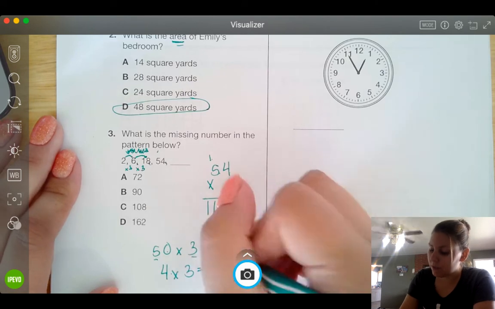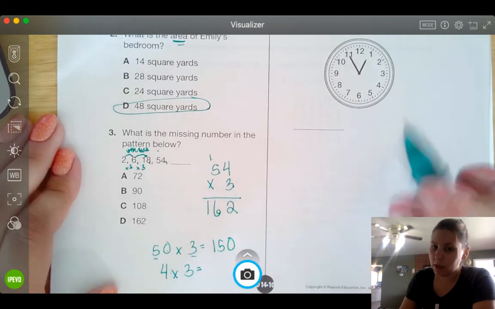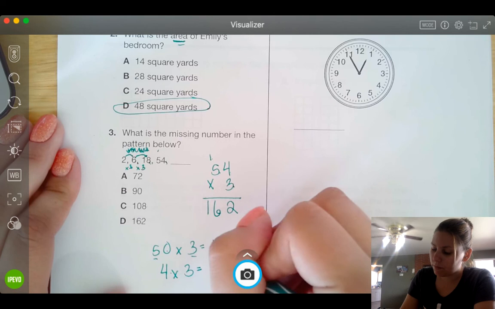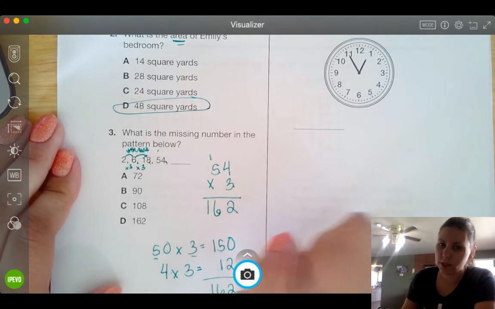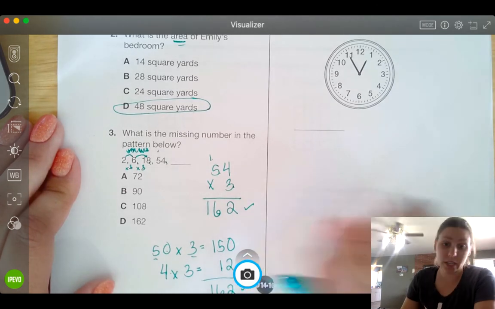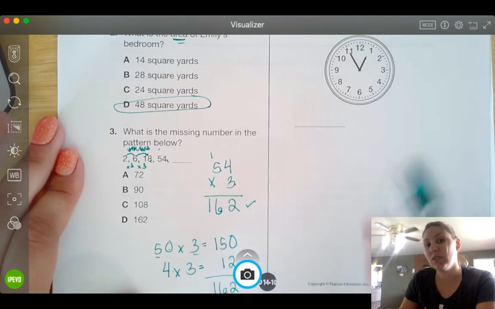5 times 3 is 15, and I add my 0. And then 4 times 3 is 12. When I add my partial products together, I will get 162. So either way, you get the same answer, but it's just different ways of showing your work.